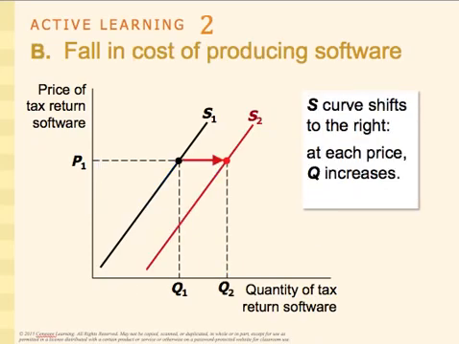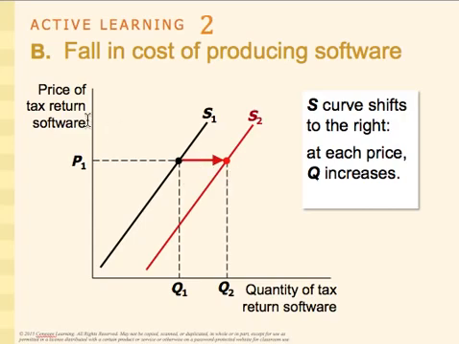Now, the second example is a fall in the cost of producing software. Okay, so you're a producer of software, again, a supplier of tax return software. You have your price here on the left. Price doesn't change. We're talking about a fall in the cost. So how does that affect the quantity of tax return software, and is that a shift along the supply curve or a shift of the supply curve? Well, again, this is the cost. It's not something that appears on the axes. This is not a movement along the supply curve. It's a shift in the supply curve, but which direction?